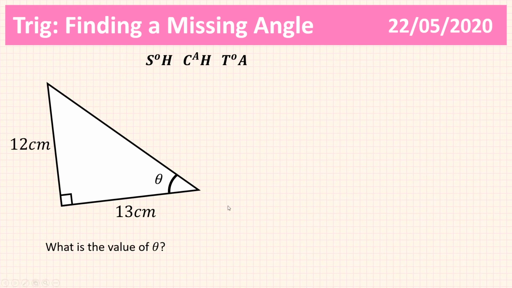Okay, so hopefully you've had a chance at having a go at this question. So let's do it together. The first thing we should do is label this triangle. So I'll quickly label it for you. Hypotenuse, opposite, adjacent, done. We've labeled the triangle correctly.